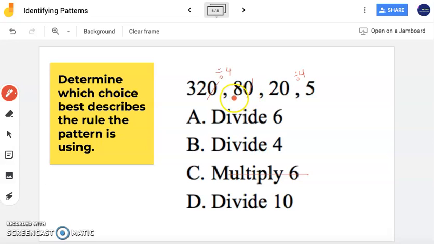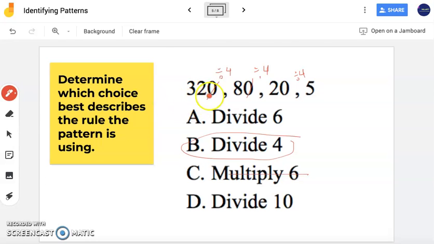I'm going to check it out for here. 80 divided by 4 happens to also be 20. So this is helping me determine my rule. So divide by 4 is the rule to this pattern. And my other options, divide by 10, divide by 6. If you look between 20 and 5, 20 divided by 6 is not 5. 20 divided by 10 is not 5. But we see that 20 divided by 4 was 5.